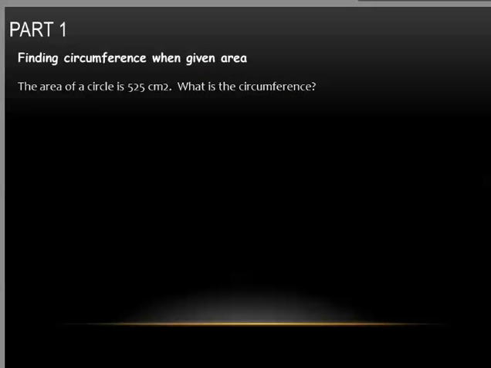Okay, this one says finding the circumference when I'm given the area. The area of a circle is 525 centimeters squared. What's the circumference? So the area of a circle is pi r squared. They told me my area is 525. Well, right now the only way I can get r by itself is to divide both sides by pi.